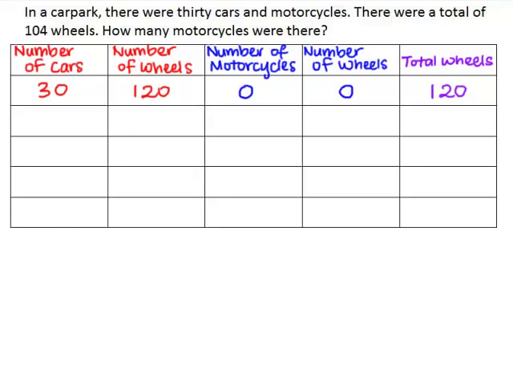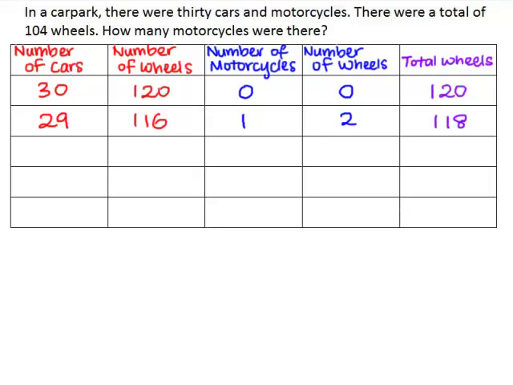We will now assume 1 less for the number of cars. 1 less than 30 is 29. 29 times 4 is 116. So if there were 29 cars, there would be 116 wheels from the cars. If there were 29 cars, there would be 1 motorcycle. A motorcycle has 2 wheels, so the number of wheels would be 2. The total number of wheels would be 116 plus 2, which gives us 118.